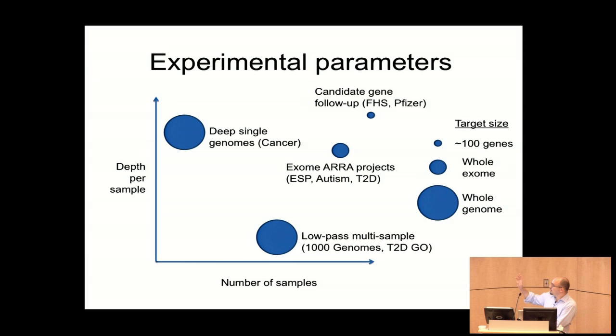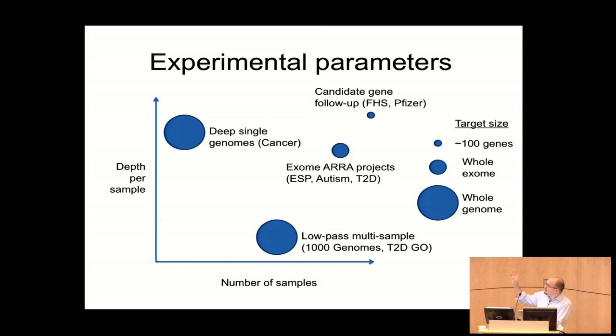Another way of doing whole genome and getting more samples for the same cost is really what the 1,000 Genomes has done in the Type 2 Go, which is to do less coverage per sample and do more samples. And this is really strong if you want to discover common variation. But of course, it comes at the cost that you really don't know exactly what's going on in any individual sample because you have less data to work with per sample.